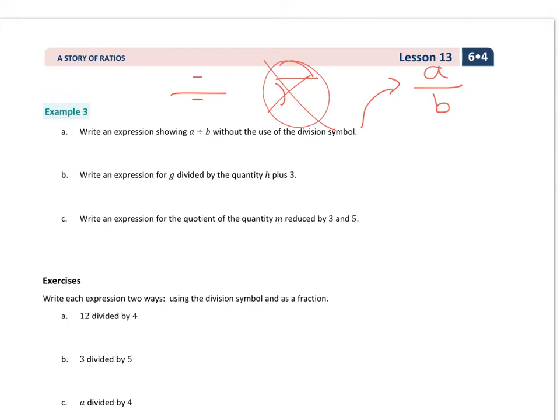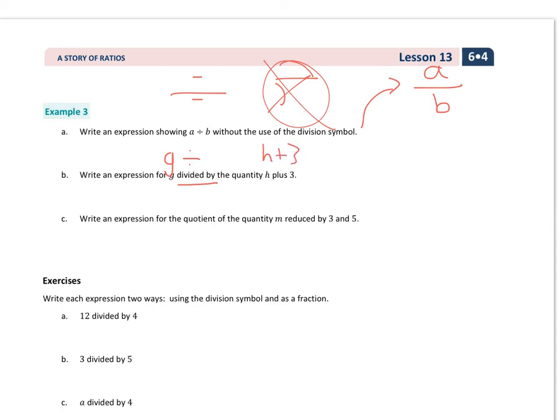Then it says, write an expression for g divided by the quantity h plus 3. A little bit more complicated. But right here we see that it says g divided by. So this is where in our number sentence we have the division. If I'm writing this in order, I have g, then divided by, and then the quantity, and I know I can write h plus 3.